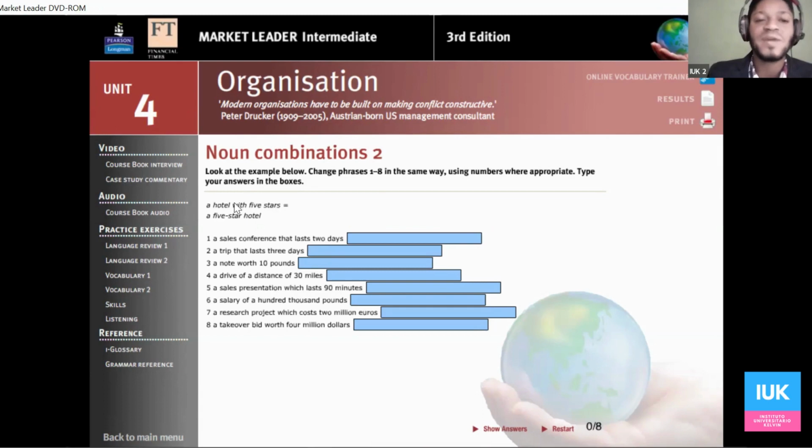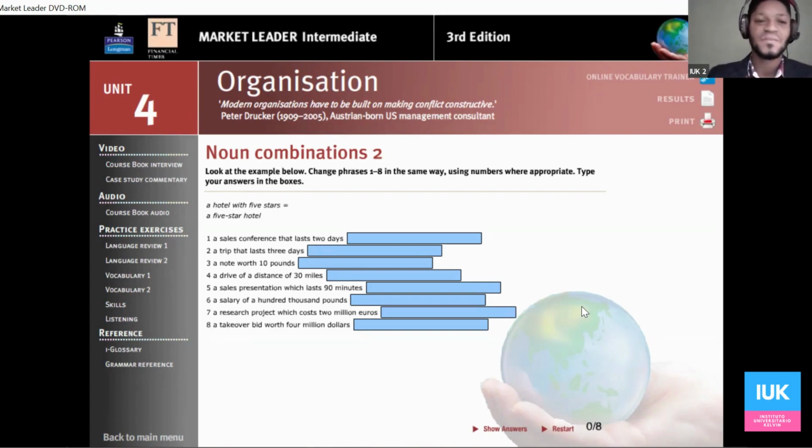A hotel with 5 stars. Change that, it becomes a 5-star hotel. A hotel with 5 stars is a 5-star hotel. A hotel with 5 stars equals a 5-star hotel. What's the best hotel you've ever been in? Would you say it was a 5-star hotel? Are you ready for the exercise?